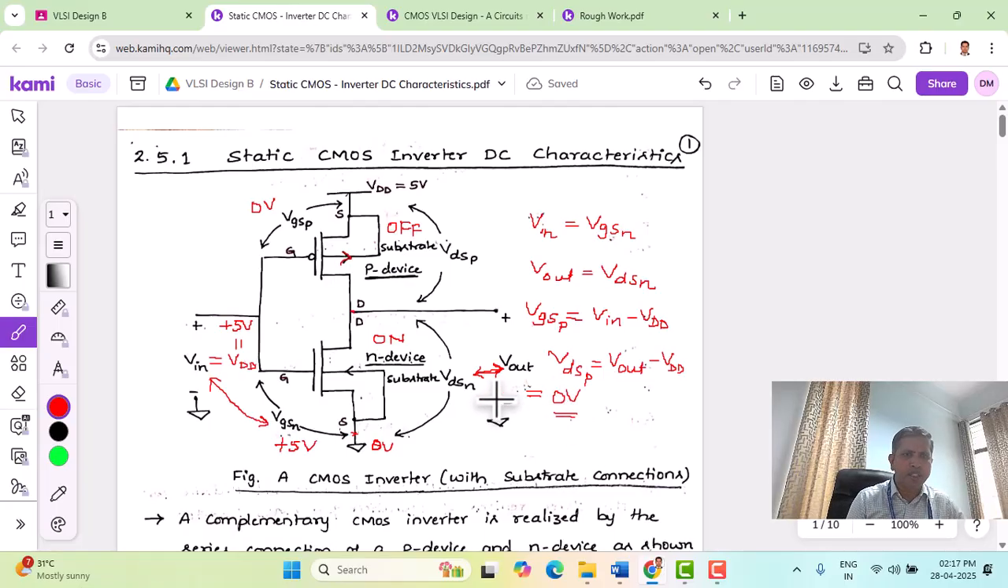So we have shown that low input makes the output as VDD. A high input, which is namely the VDD or 5 volts, makes the output as 0 volts. Now let us try to understand how to draw the detailed characteristics of this in this particular topic.